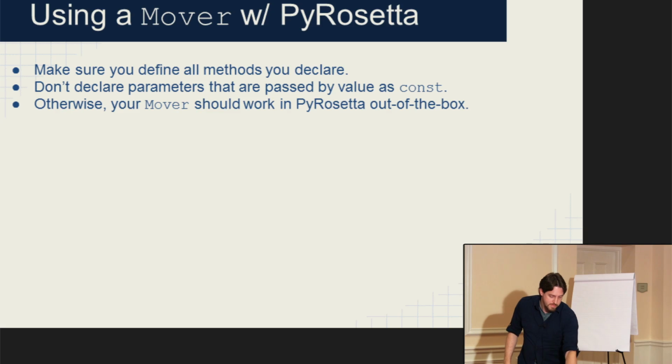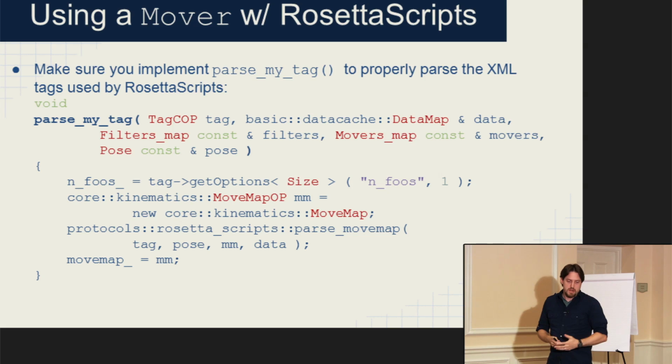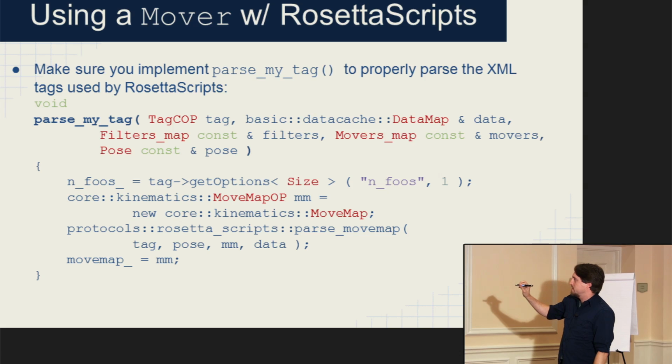It's really nice. And Rosetta scripts is a little more complicated. This is what Rocco talked about, and that is that you need to make sure you implement parse my tag. So this is just an example for our little sample mover here. Let's say it had some private data, number of foods, and there was some tag in Rosetta scripts that had number of foods. Then you can just down here in parse my tag say tag get options, and it's going to be a size, number of foods, and the default value is 1.